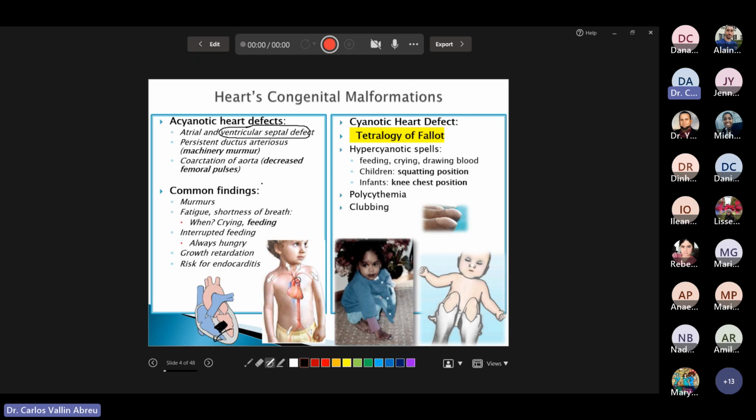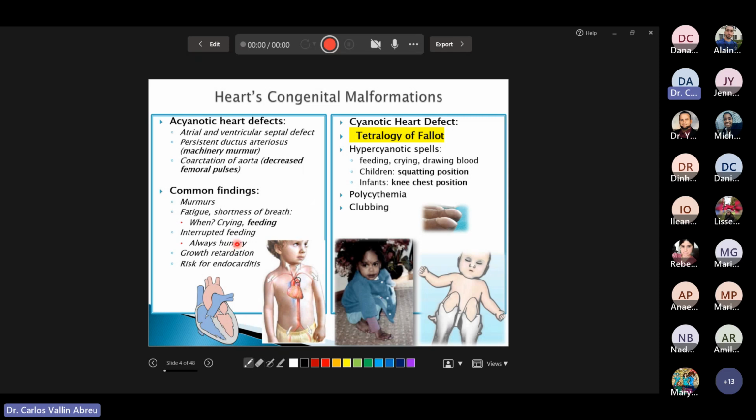Of course, it's going to depend on the size of the hole. If it is a small hole, small symptoms. If it's a big hole, a big defect, big symptoms. Okay, so everything is going to depend. And it's beyond the entry level nursing, so it's not the most important.